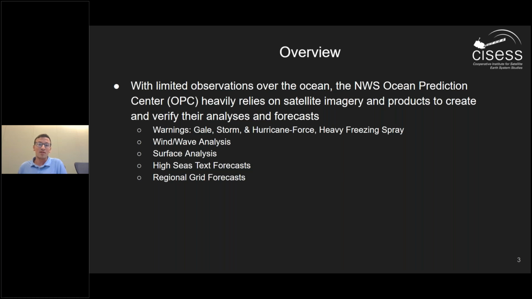So for an overview, the Ocean Prediction Center has very limited observations in their huge domains across the North Pacific and North Atlantic. So satellite imagery is really important for creating products and drawing analyses. The Ocean Prediction Center issues gale, storm, and hurricane force wind warnings, as well as heavy freezing spray warnings, do wind and wave and surface analyses, and issue high seas text forecasts and regional grid forecasts. So updating and verifying those forecasts relies on satellite imagery. Next slide.